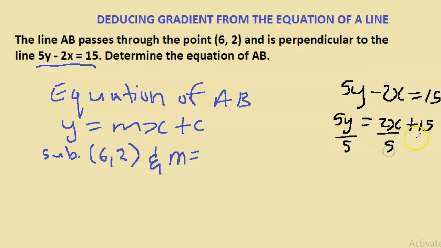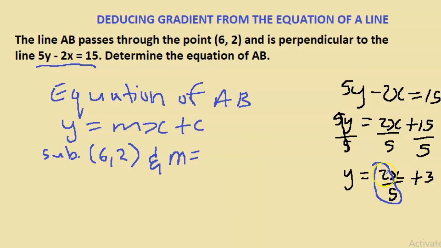Alright, so we're fixing up this line in the form y equal mx plus c, so we can know m. So 5 into itself, that's 1. So y equal to 2x over 5 plus what's 15 divided by 5? 3. So, what is the gradient of this line? The gradient of this line is 2/5. The coefficient of the x, the value multiplied to the x. y equal mx, so the 2/5 will be the m. So this line has a gradient of 2/5.